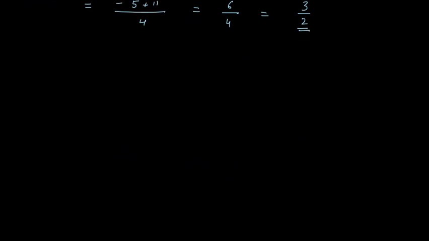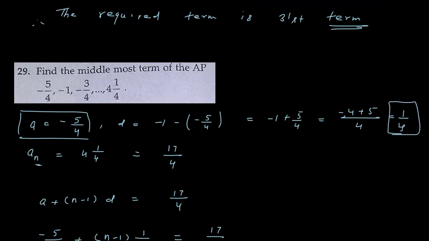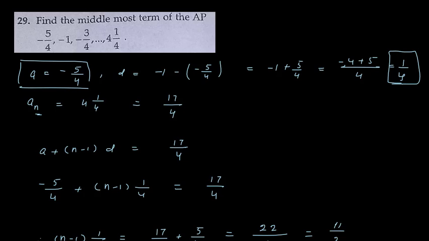So therefore the middlemost term is three divided by 2. Now if suppose there are an even number of terms, then what is the middlemost term? So there we will get two middle terms. One is the term which is at the n by 2 position, and the other is the term which is at the n by 2 plus 1 position. So this we have already seen in the statistics chapter. You can revise that statistics chapter to understand this in a much better way.